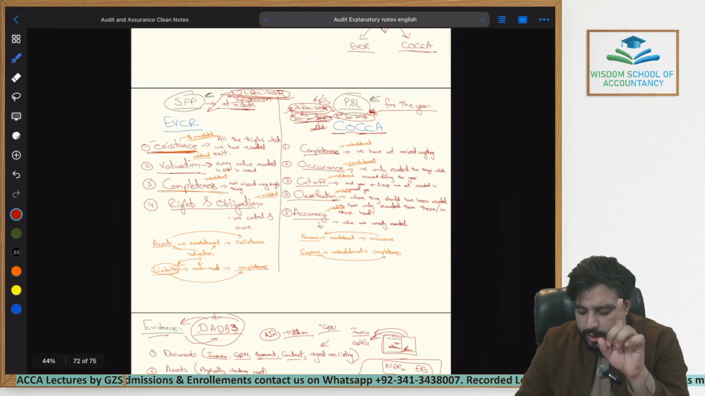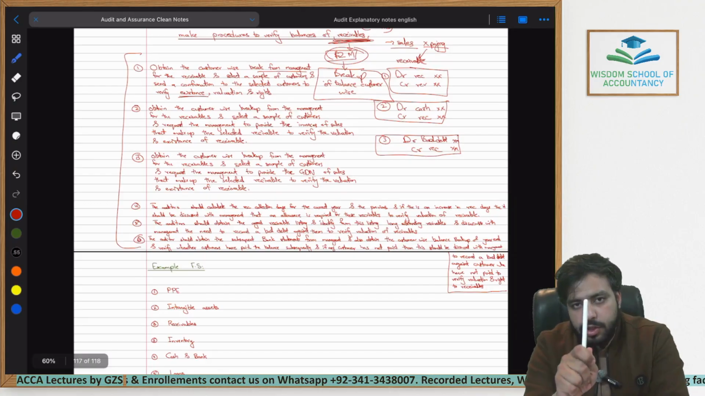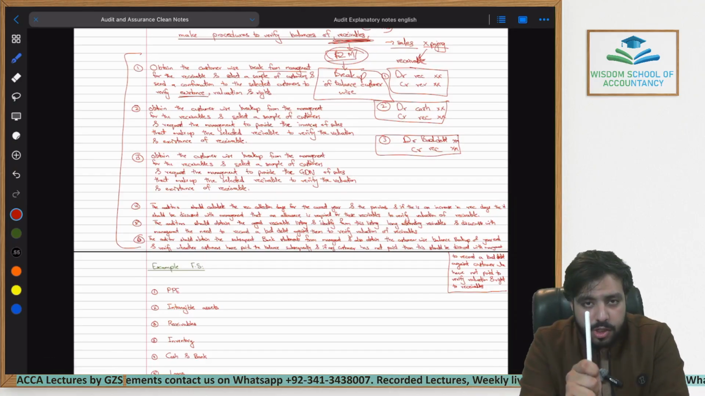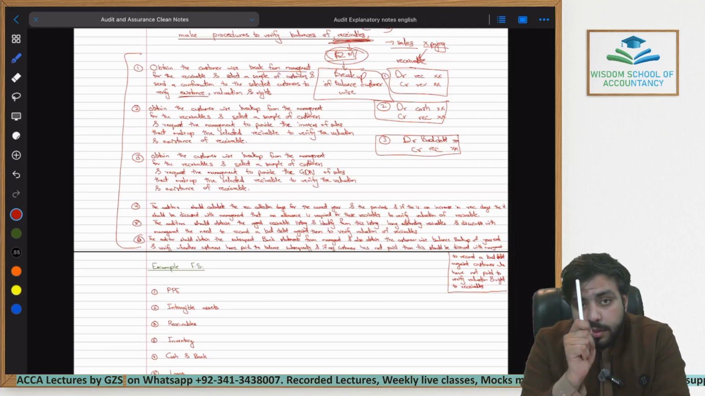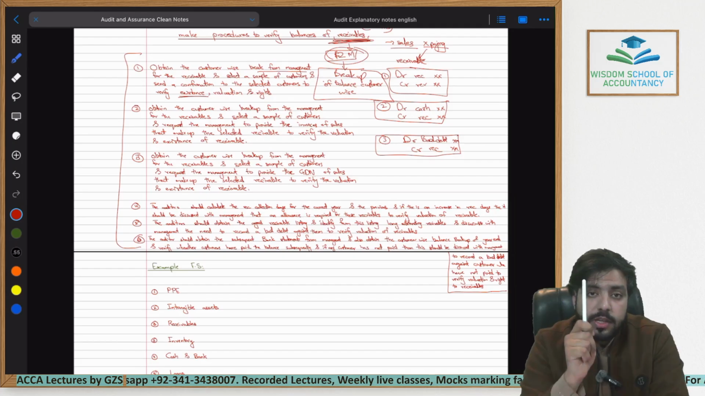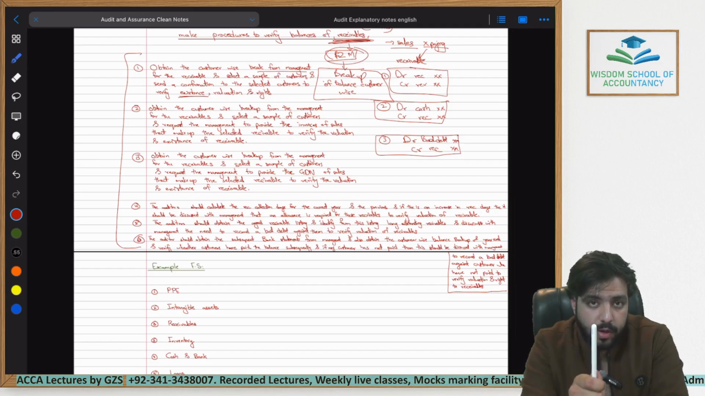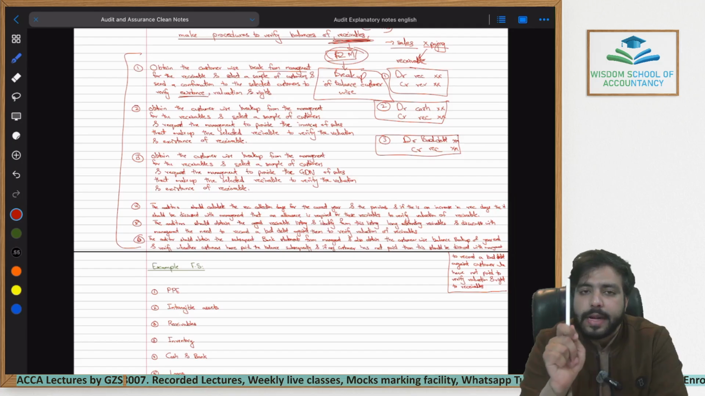Always remember, before ending this lecture, a good procedure will always contain 3 things: what procedure is being performed by the auditor, where the evidence is being gathered from, and also which assertion is being verified. So only after these three things have been mentioned within the procedure, the examiner will give you scores for it. Otherwise, the examiner clearly says that scores will not be given for the procedures which do not contain these 3 things.